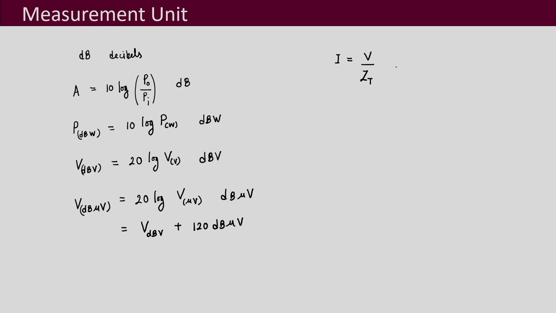Then further, if we want to express current, your current is voltage divided by impedance. Let's say this is ZT, the transfer impedance for whatever current probe you may be using, the termination impedance. So if we want to express this in decibels microampere, that will be given as dB microvolt minus ZT in dB ohms. And what is this dB ohms? That is your Z in dB ohms, equal to 20 log of Z when expressed in ohms. The unit is decibel ohm.